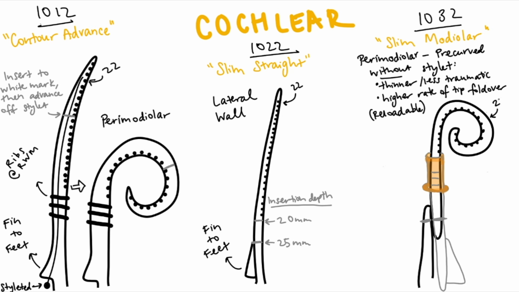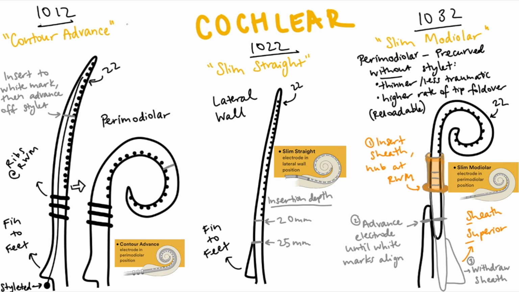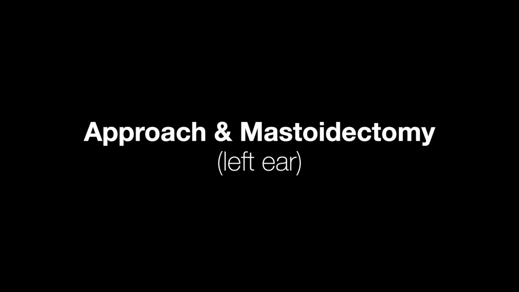There are 22 electrode contacts and an orange and white sheath. The sheath has a handle on it which should be positioned superiorly, so sheath superior. To place this electrode, you insert the sheath through the round window and hub the rib. Then advance the electrode through the sheath until the 2 white lines match up. Then you remove the sheath. All Cochlear brand electrodes have an additional ground electrode which needs to be placed, and we typically put it anteriorly under the temporalis muscle.